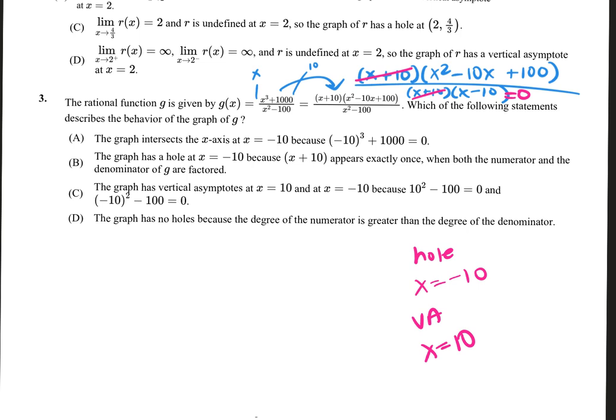So when you look at the A statement, it says the graph intersects the x-axis at negative 10. That's false because there would be a hole. B, the graph has a hole at negative 10. That is correct because both the numerator and the denominator are factored, and it appears only once. C says the graph has vertical asymptotes at 10 and negative 10. Well, there's not one at negative 10. It's a hole, so that one doesn't work. And D, the graph has no holes because the degree of the numerator is greater than the degree of the denominator. That is not how we test for holes. B is the correct answer.